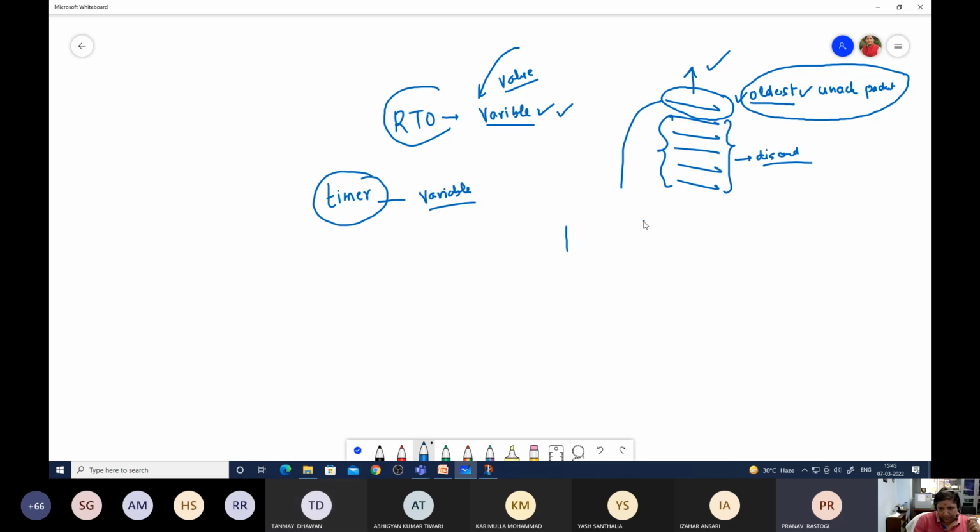Now let's take one example. Suppose we have sent packet number 1, 2, 3, 4. When we send the first packet, we don't have any sample, so we take RTO as 1 millisecond. That's what the algorithm says. Yes or no, Tanmay? Yes, sir. So right now RTO is 1 millisecond, and we have started the timer. So the timer is also 1 millisecond. Yes or no?